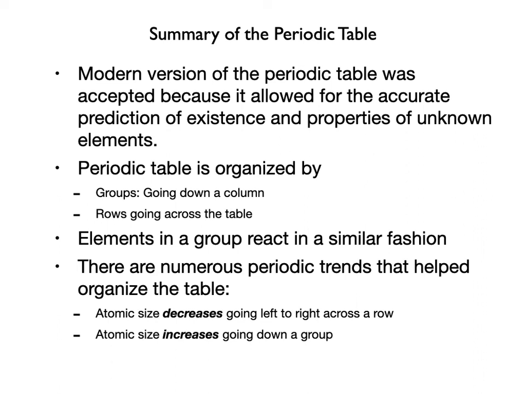And there are numerous periodic trends that helped organize the table. The one we've looked at so far is atomic size. Atomic size decreases as we go left to right across a row or a period, and it increases going down a group. Thank you.